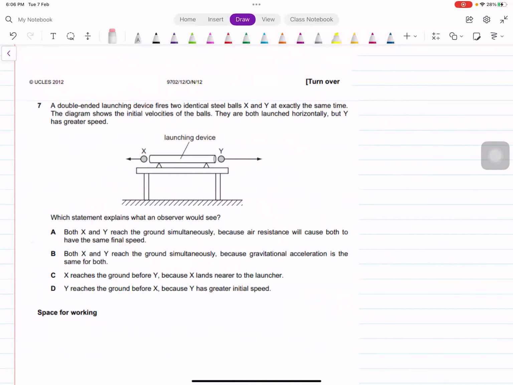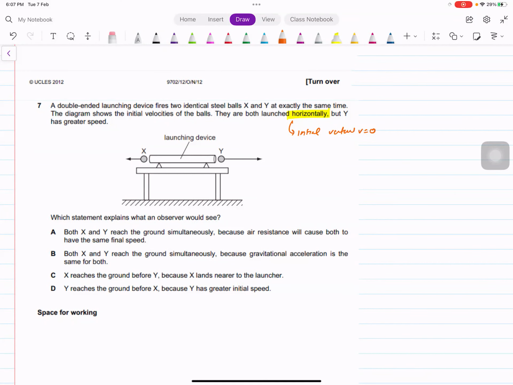Now, in this question, it says a double-edged launching device fires two identical steel balls, balls x and y, exactly at the same time. The diagram shows the initial velocity of the balls. They are both launched horizontally. If they're both launched horizontally, what would be the vertical velocity initially? 0. Okay, vertical velocity has to be 0. Now, it says which statement explains what an observer would see.